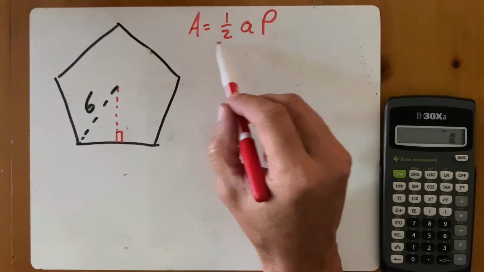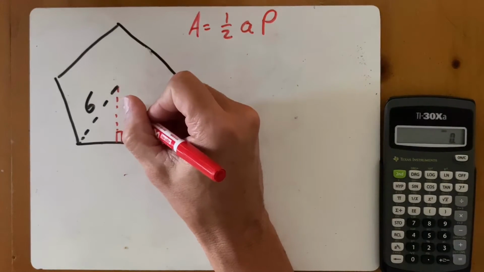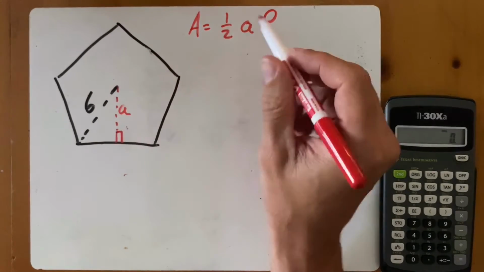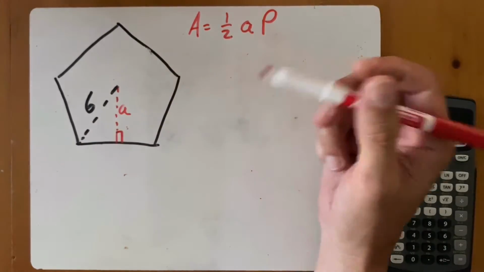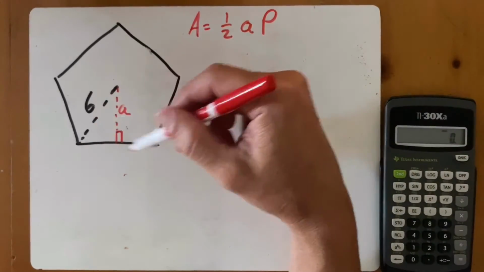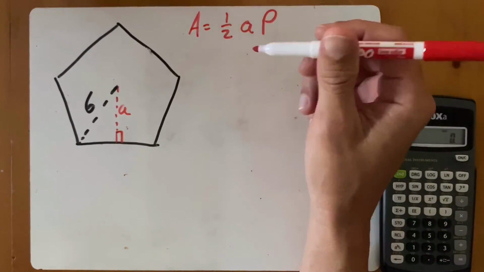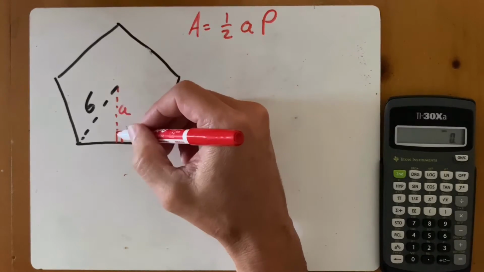Area of a polygon is 1/2 apothem, which is this segment here, which is from the center perpendicular to the side, times the perimeter, which is all the sides added together. So we just need to find the length of one side, and then we can multiply it by 5 since it's a regular pentagon. All right, so let's start off with the apothem. We need to find the length of that.